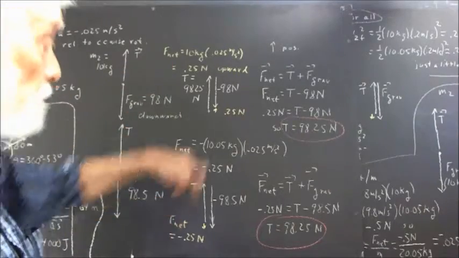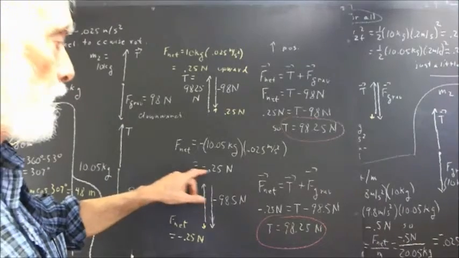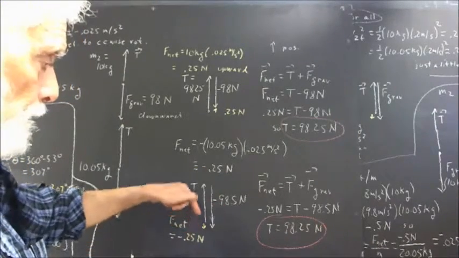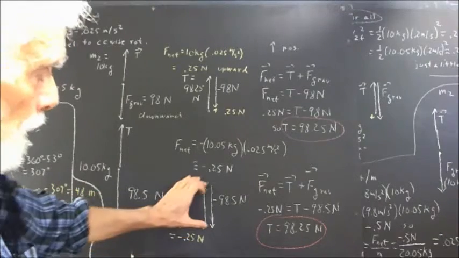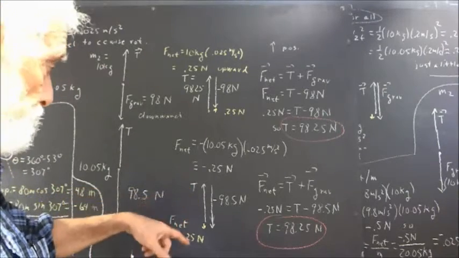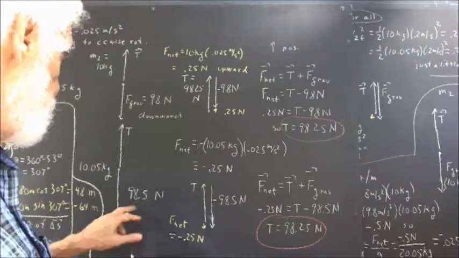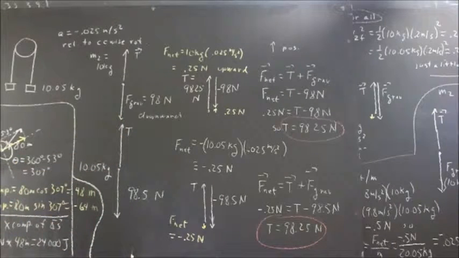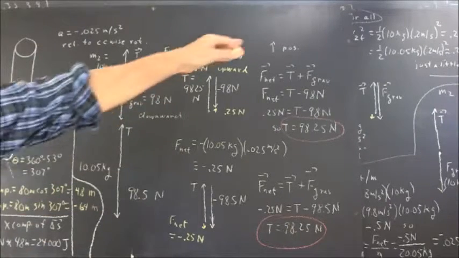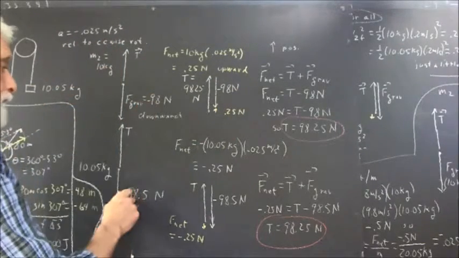Over here, the net force is downward, magnitude 10.05 kilograms times 0.025 meters per second squared, so we get a negative 0.25 newton net force. So there's our negative 0.25 newton net force. Our gravitational vector is going to be longer than our tension vector. I'm sorry, gravitational force is 98.5 newtons. We get that over here. And I don't know at what point we declare this to be positive, but if we declared it before we drew these pictures, that should be negative, and that should be negative.